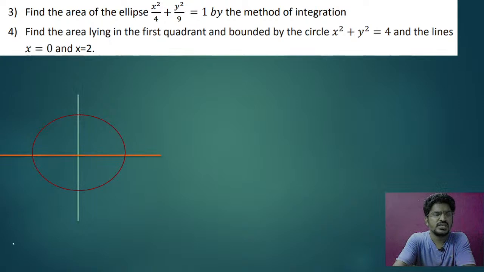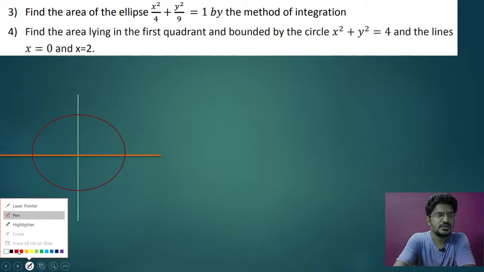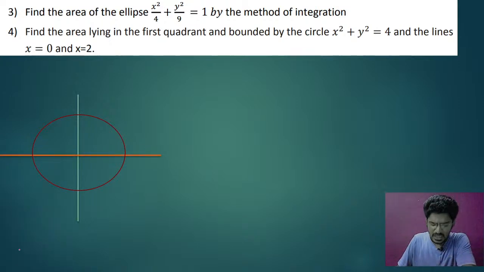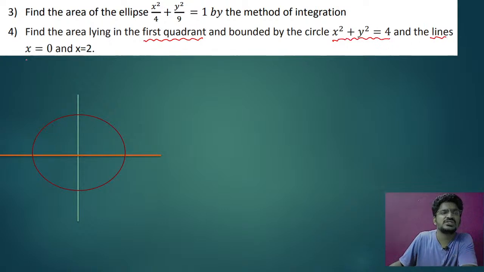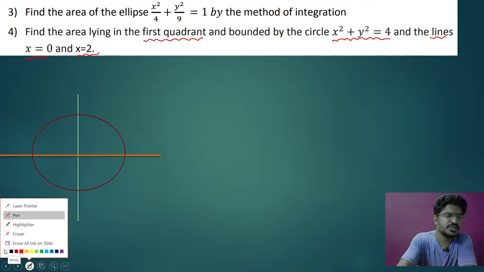And you just see the fourth problem: find the area lying in the first quadrant with the circle x square plus y square equal to 4 and the lines x equal to 0, x equal to 2. Okay, no problem. Don't get confused. The problem is very simple. Once we go through it, you can understand.